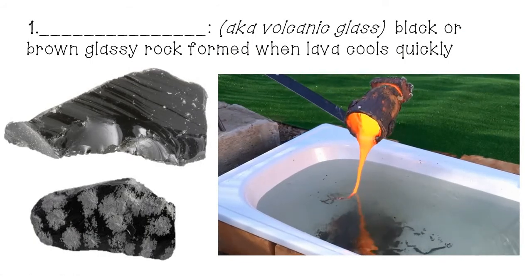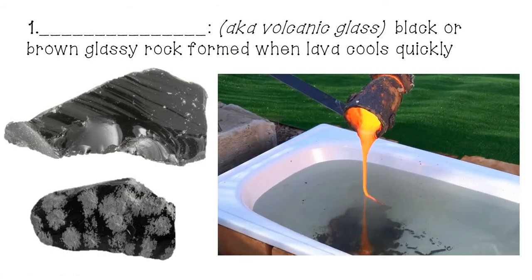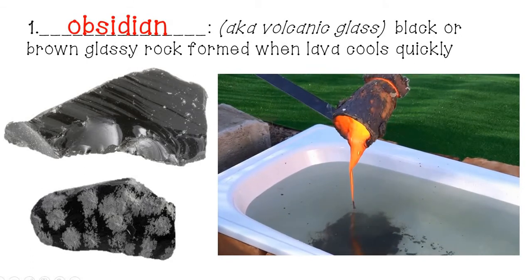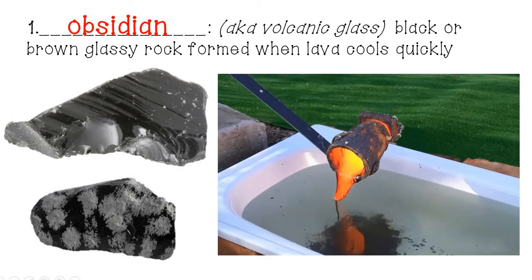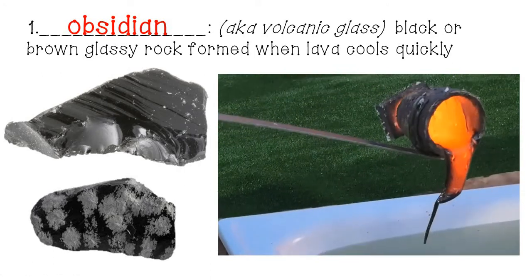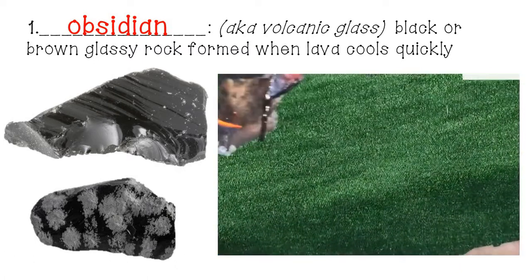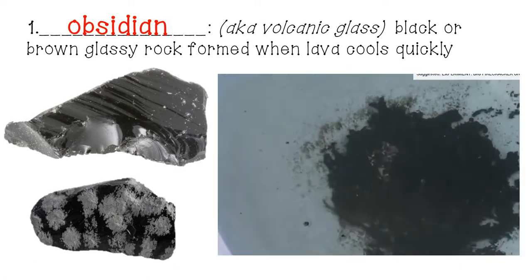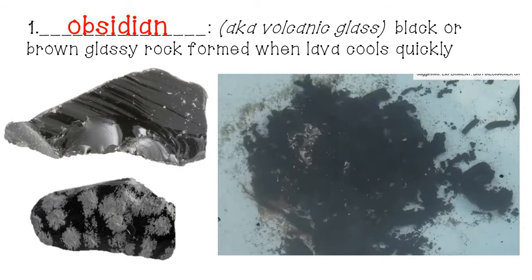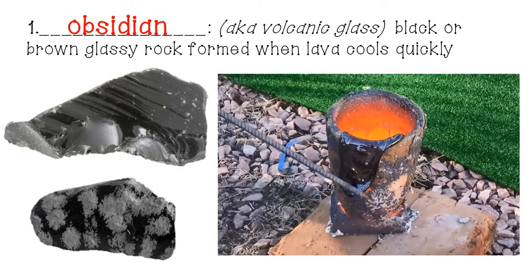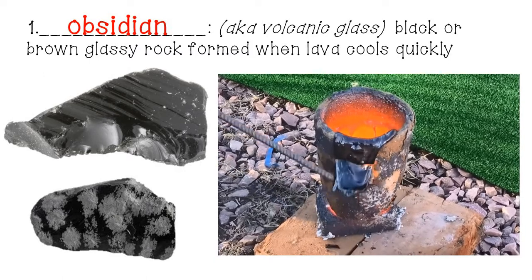So let's take a look at each of those types of extrusive igneous rock. The first one is called obsidian, O-B-S-I-D-I-A-N, and it's also sometimes called volcanic glass. As you can see, looking at your rock sample number 1, it is usually black in color. Sometimes it can be brown, but it's very glassy. And that happens because of how it's formed.